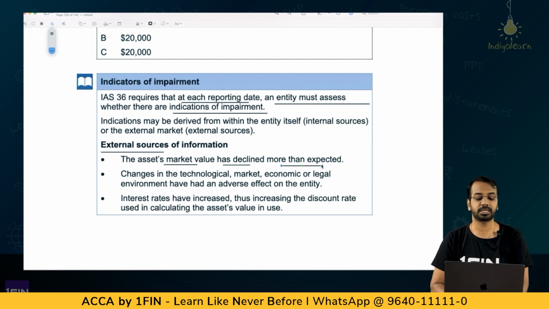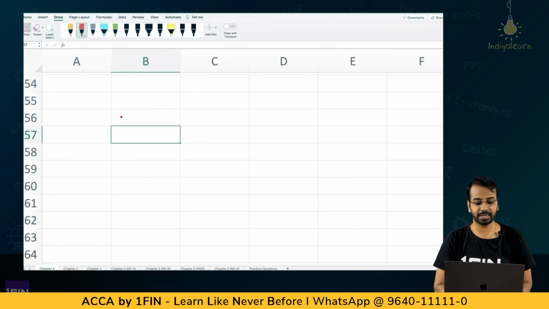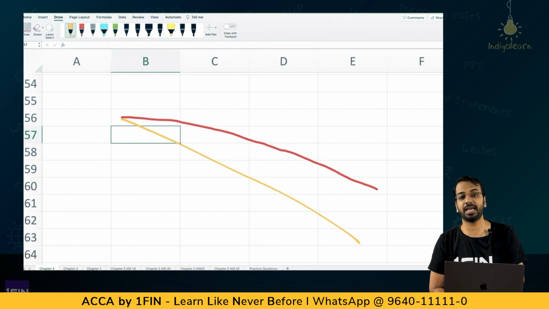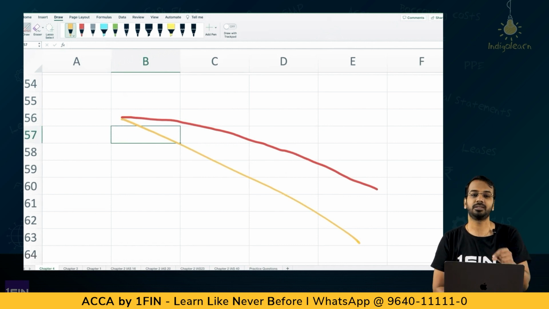One thing you have to understand here is, we expected that the value of the technology will fall like this. If it falls in the same pattern, then there is no indicator of impairment, because that is our expectation, and based on this expectation only, we will amortize the asset. But what happened is, actually the value of the technology fell like this. That's still better. The value fell like this. If there is a sharp decline which is not expected, then there could be an indicator of impairment. So, these are like symptoms.